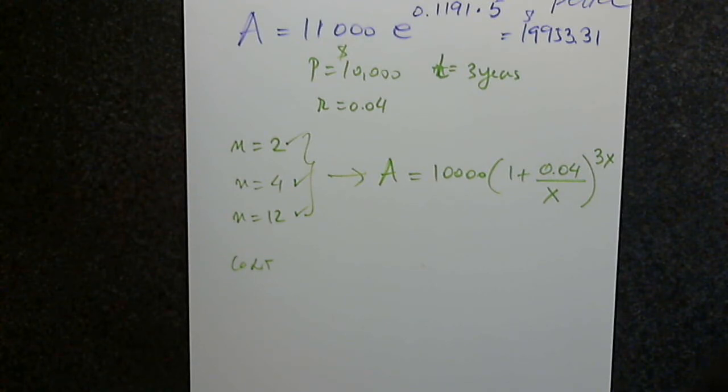So we have 10,000, parentheses 1 plus 0.04 divided by x. We don't have n in the calculator. Caret. We do, but it means something else. In parentheses, I have 3 times x. Close the parenthesis. And now I go to second and table, and I put in these numbers quickly, and I get 2, and then 4, and then 12. And I get them right away. So now careful, because you have to go back and highlight them, because as you see, the digits do not appear. Maybe they appear in your calculator, but not in my software.